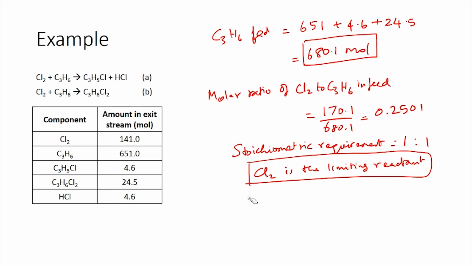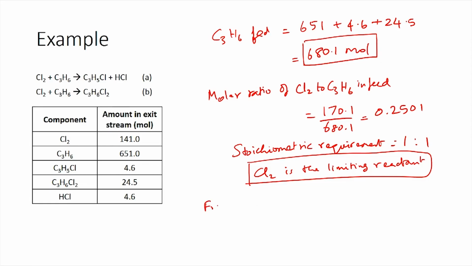So, the next part of the problem asks us to calculate the fraction conversion of C3H6 to C3H5Cl. So, we know that C3H6 actually takes part in both the reactions. It is getting converted to C3H5Cl and C3H6Cl2. So, we need to identify how much of C3H6 actually went into the first reaction to produce C3H5Cl. So, based on the stoichiometry, we know that 4.6 moles of C3H6 actually got converted to form C3H5Cl.